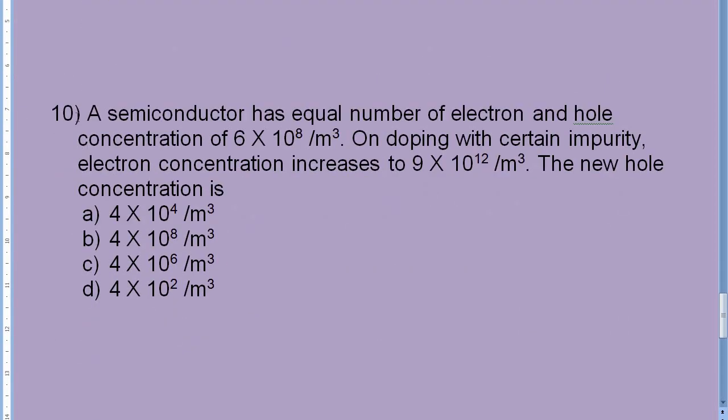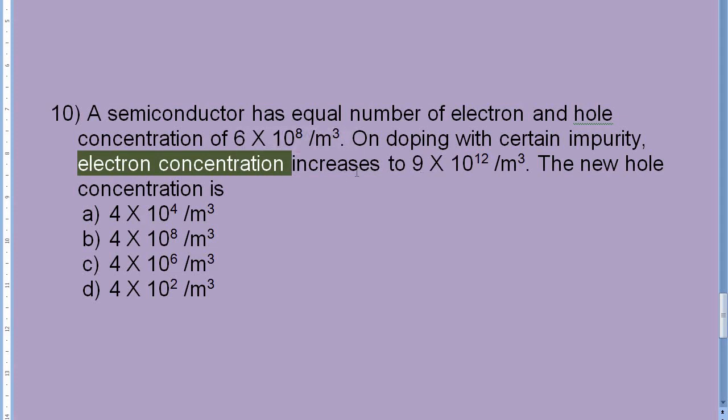The last one for today: a semiconductor has an equal number of electrons and holes, with concentration of 6 into 10⁸ per meter cube. On doping with a certain impurity, the electron concentration increases to 9 into 10¹² per meter cube. The new hole concentration is? We are given the electron and hole concentration and we are adding some electrons because of doping, so the electron concentration increases by this amount. What is the hole concentration in this case?